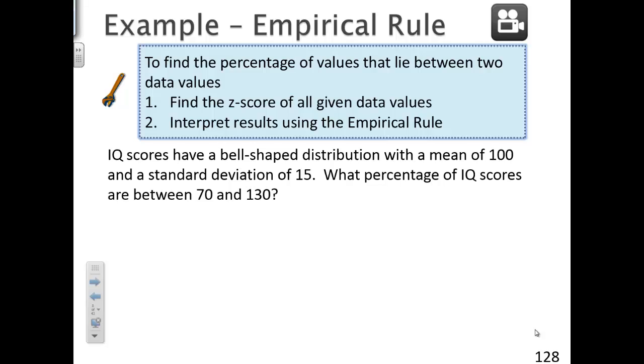So we have IQ scores that are bell-shaped. They have a mean of 100 and a standard deviation of 15. What percentage of IQ scores are between 70 and 130? So we have two different data values here. I'm going to subscript them with a 1 and a 2.